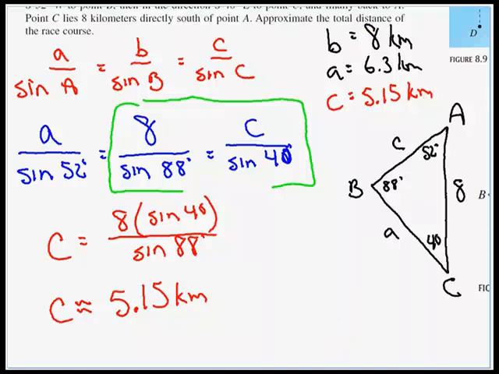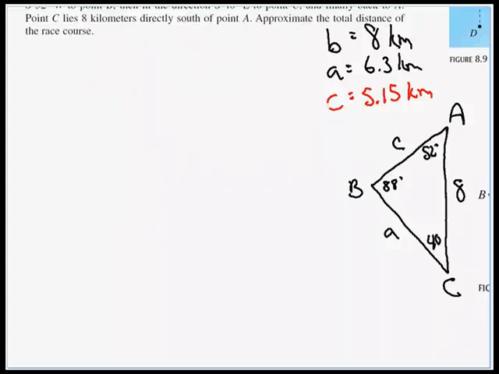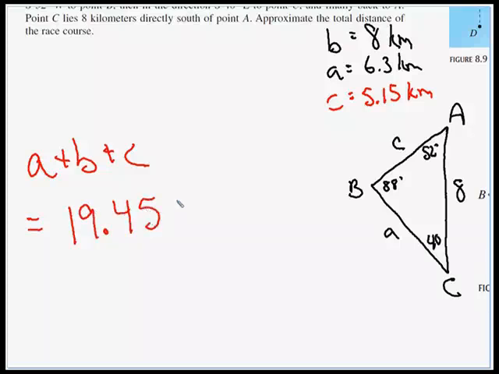They were asking us to find the total distance of the boat race, or the perimeter of the triangle. Well, we find the perimeter by adding A, B, and C. And when we add those all up, we get about 19.45 clicks. There we go.